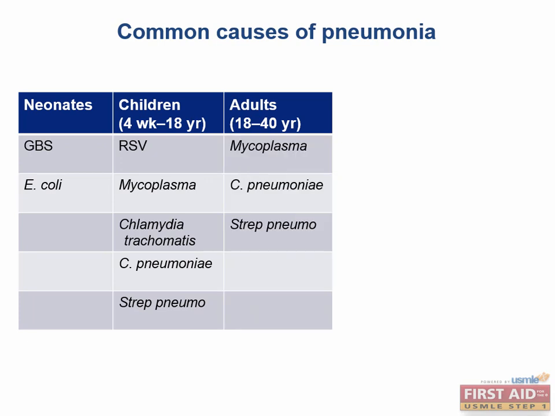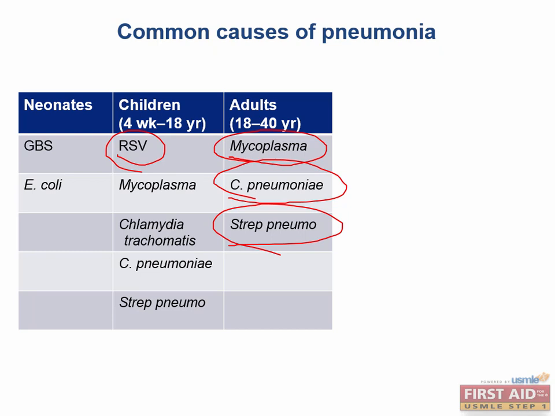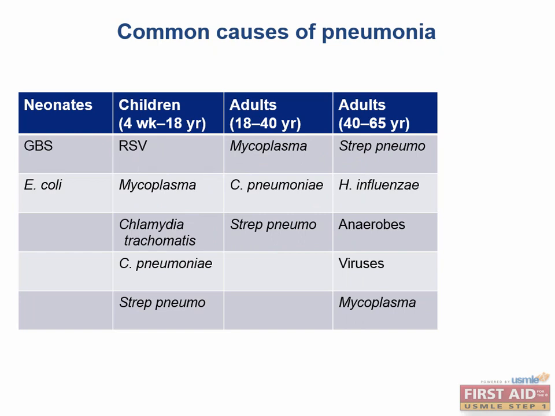Pneumonia in adults is often due to similar organisms as pneumonia in children, with some changes. Although we do see it with Mycoplasma, Chlamydia pneumoniae, and strep pneumo. The only big difference between children is we do not see a lot of pneumonia caused by RSV or caused by Chlamydia trachomatis. Older adults, above the age of 40, can also get pneumonia from strep pneumo and Mycoplasma, but they also can get it from Haemophilus influenzae, anaerobes, and in some viruses.